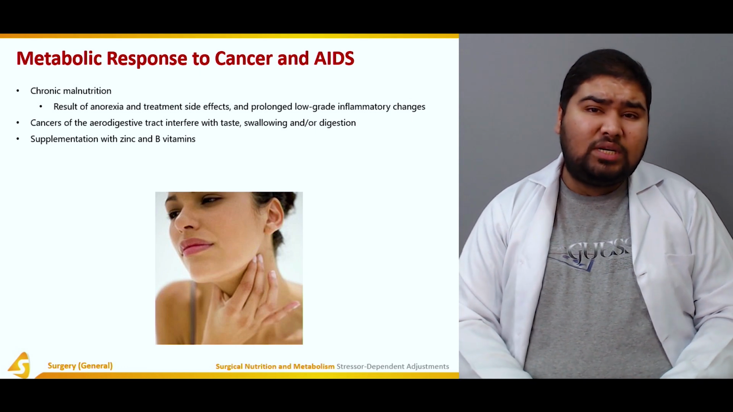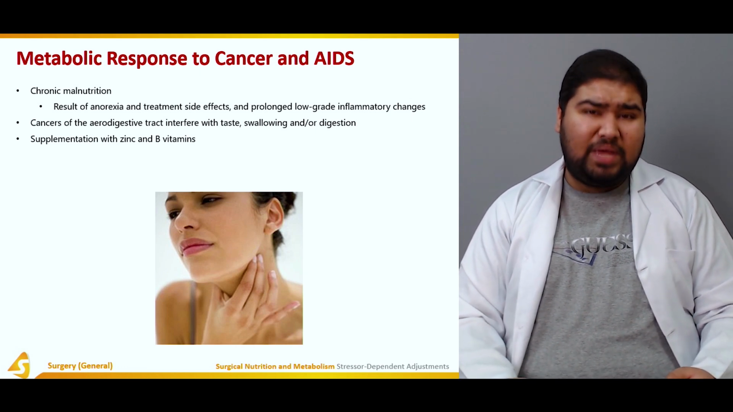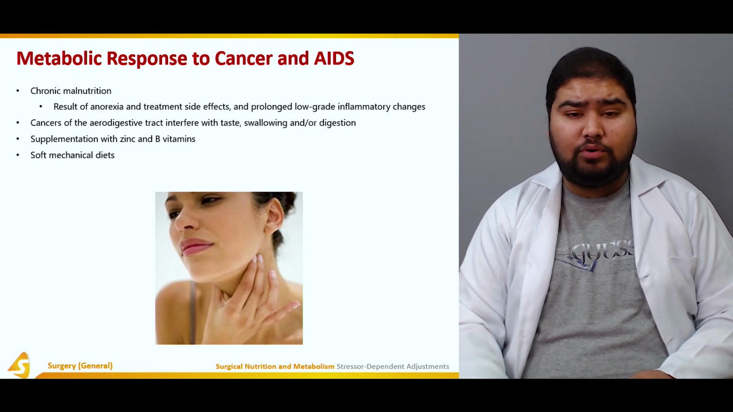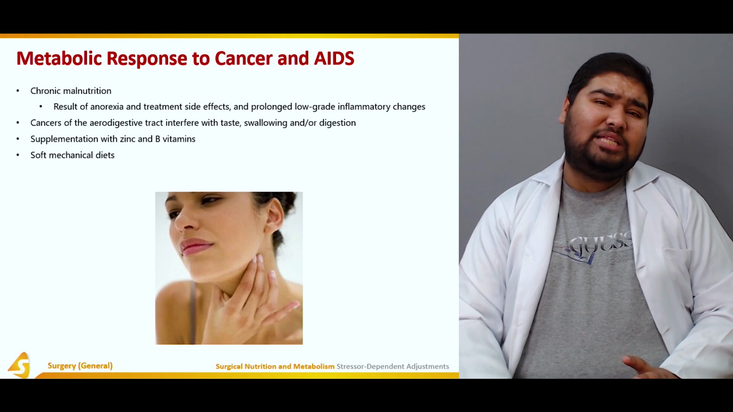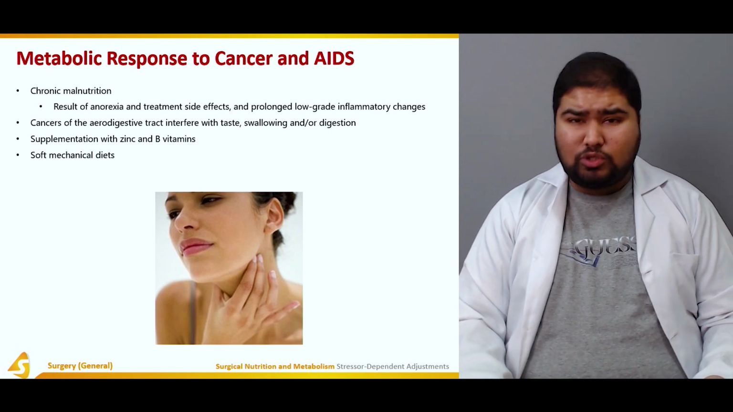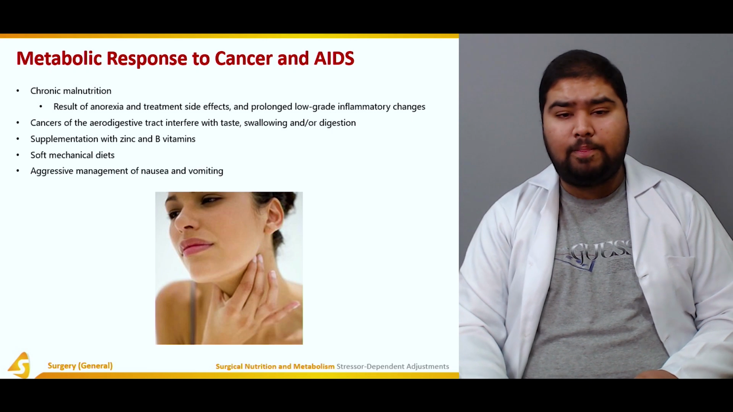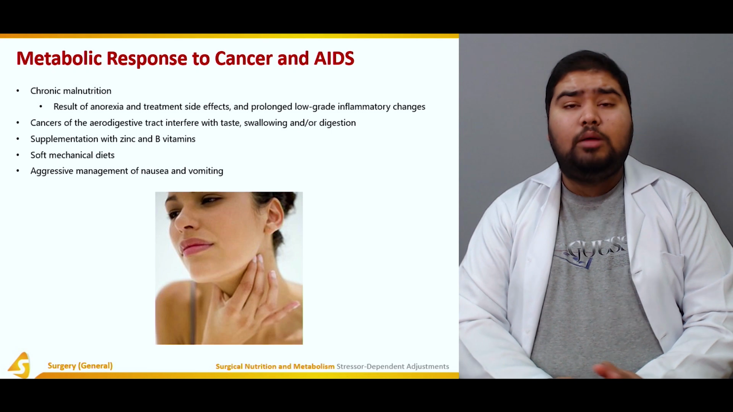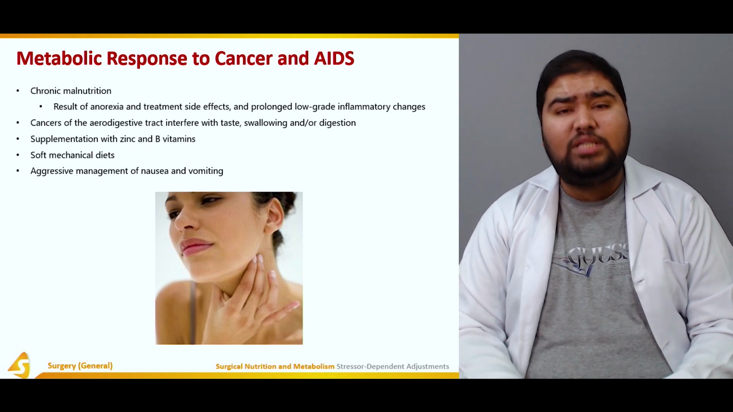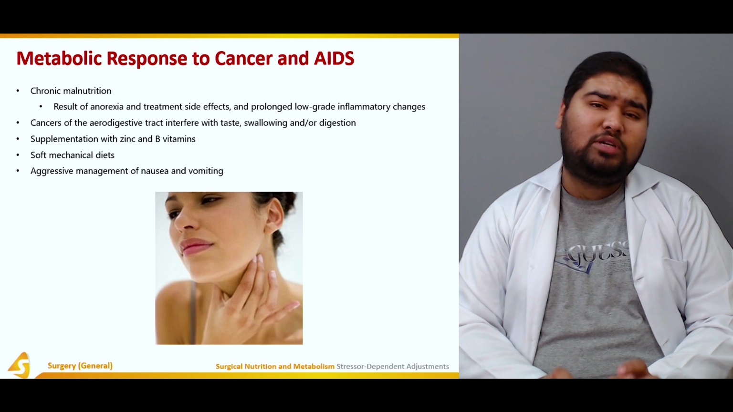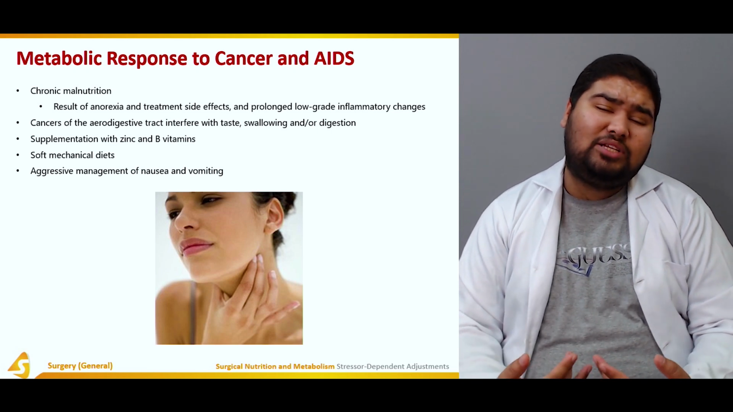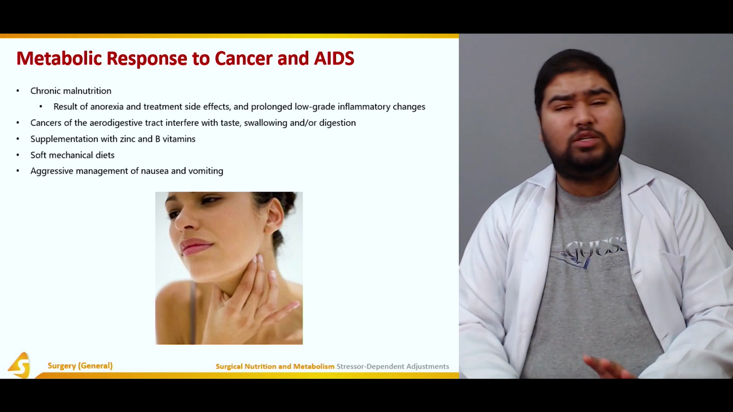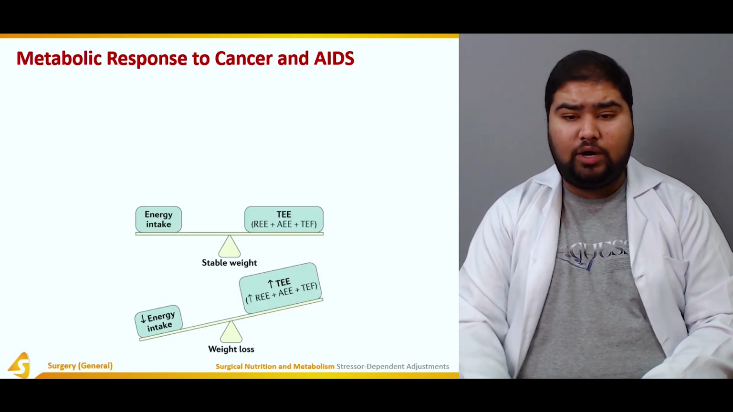Now, the patients are usually supplemented with zinc and B vitamins so that their appetite and their nutritional status might improve. Soft mechanical diets might also help the patient in absorption as well as swallowing. Now, aggressive management of nausea and vomiting is required, because with nausea and vomiting, whatever nutrients have gone into the body are thrown out of the body. So aggressive management of nausea and vomiting is always required.